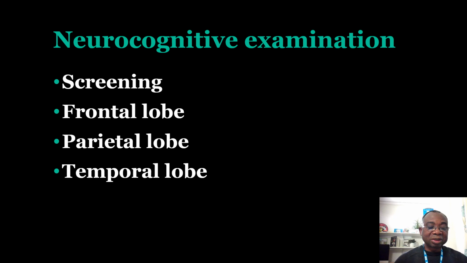Language again is the next category: 1 point for writing a sentence on any subject. And the last is 1 point for copying the design shown. Now, the frontal lobe, parietal lobe, and temporal lobe.